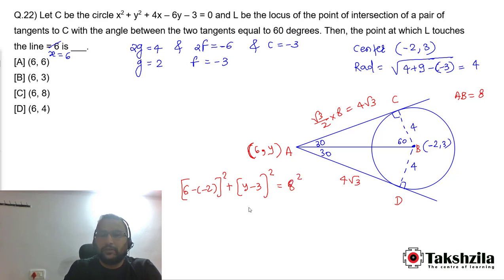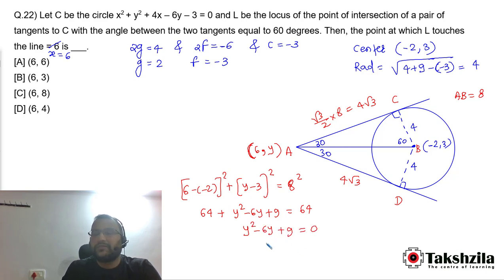64. So let's solve this. This is equal to how much? 64 plus y square minus 6y plus 9 is equal to 64. तो अगर हम इसे फर्दर सॉल्व करेंगे तो y square minus 6y plus 9 is equal to 0. तो अगर हम इसे सॉल्व करेंगे तो you will get y is equal to 3. The coordinates of this point is 6, 3. So that is why our answer is option number B.